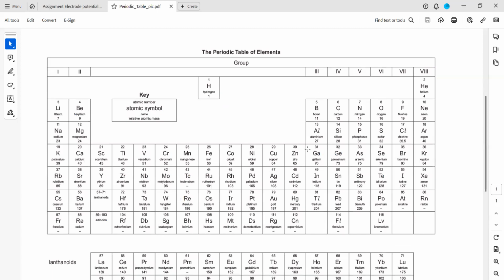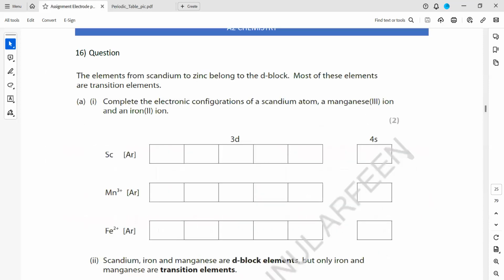so we have 21. So till argon there are 18. Then what will happen first? They will go to 4s, because filling up is in terms of the energy. So first they will fill up the 4s and then 3d1. So this will be the scandium atom.